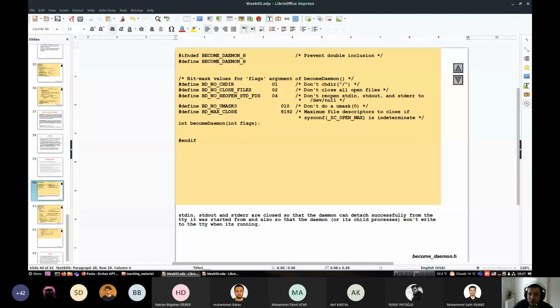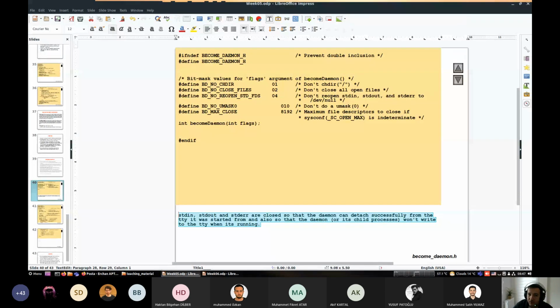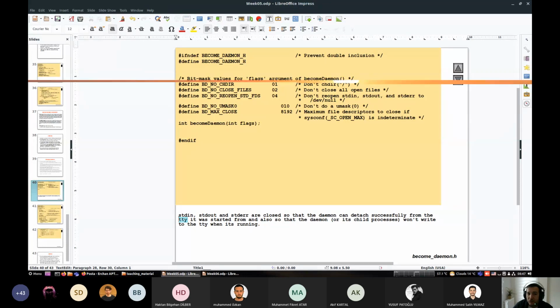Now, just in order to remind the previous remark, stdin, standard out, and error are closed so that the daemon can detach successfully from the controlling terminal it was started from, and also so that the daemon won't write to the terminal when it is running, so that it will be as invisible as possible.